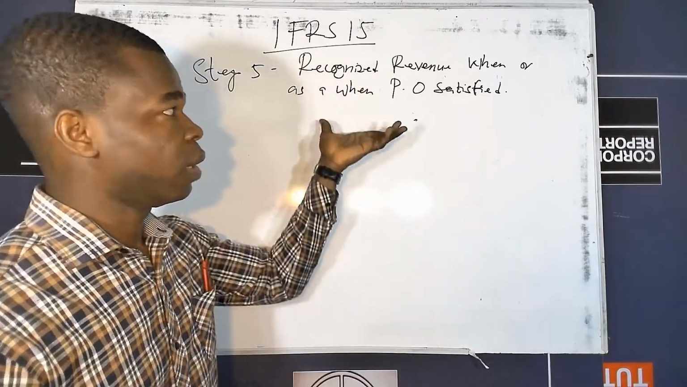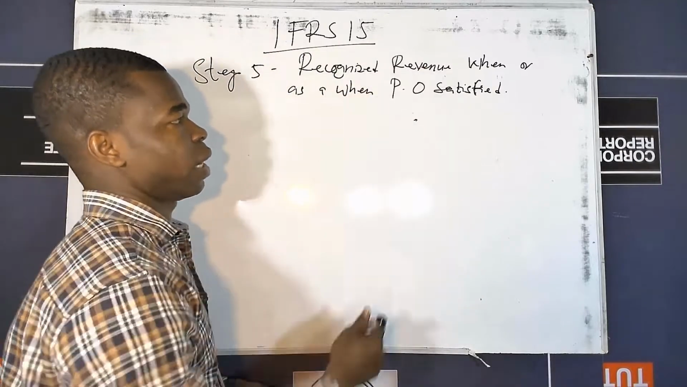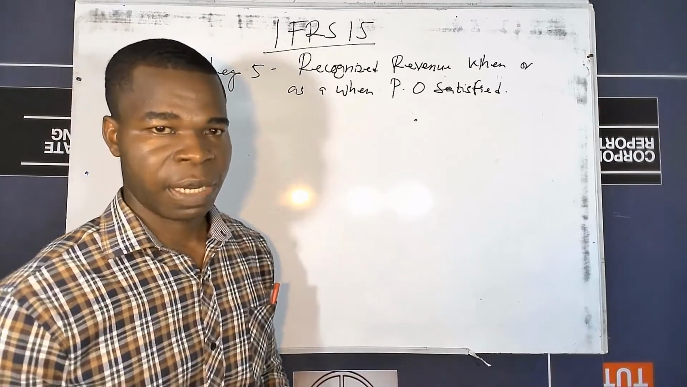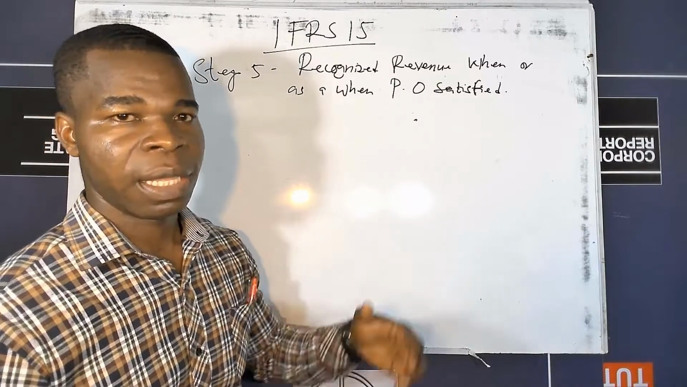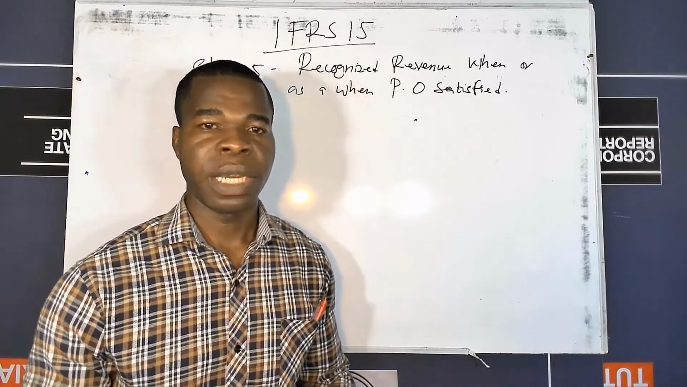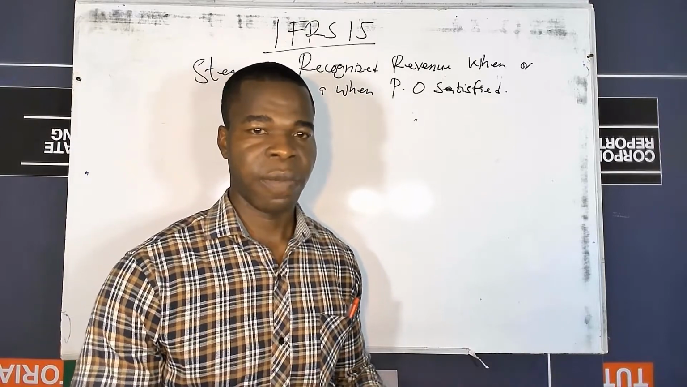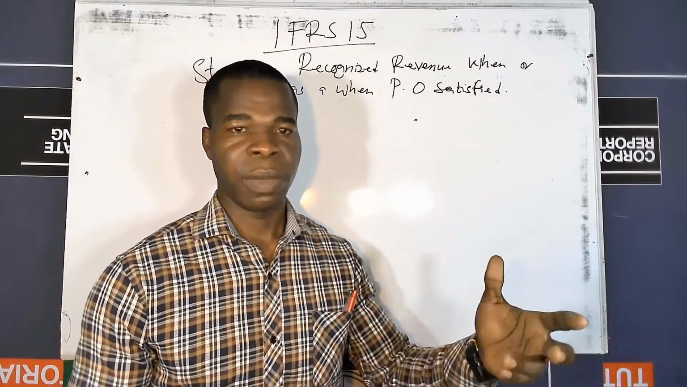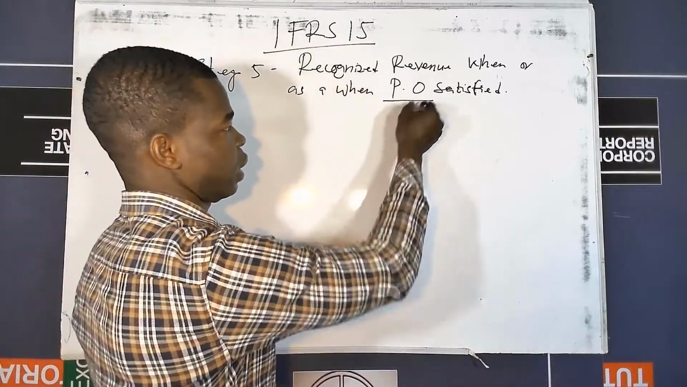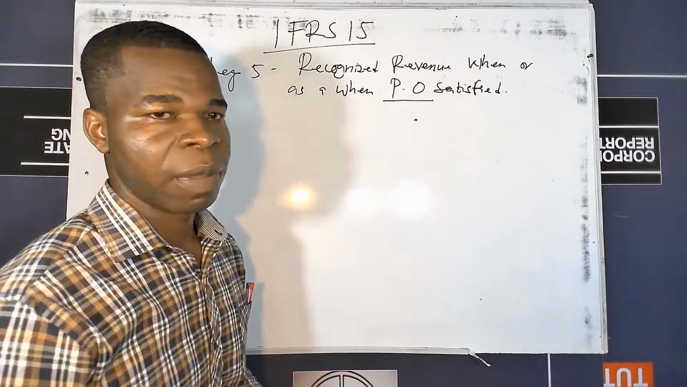We've already understood steps 1 to 4. With step 5, we are saying that the entity should recognize revenue when or as the performance obligation is satisfied. We established that a performance obligation is the promised goods and services, either a bundle or distinct goods and services, that the entity promised to deliver to the customer at the inception of the contract. You can only recognize revenue when you have satisfied this performance obligation.